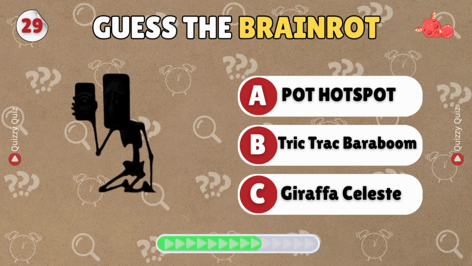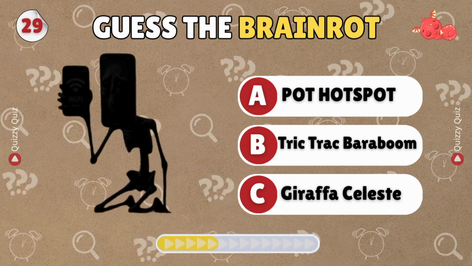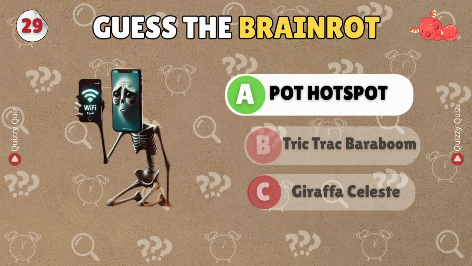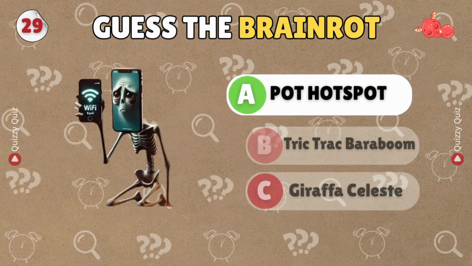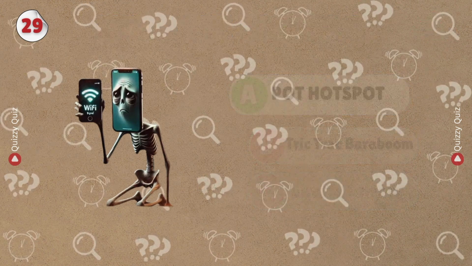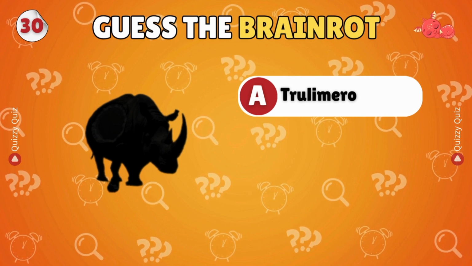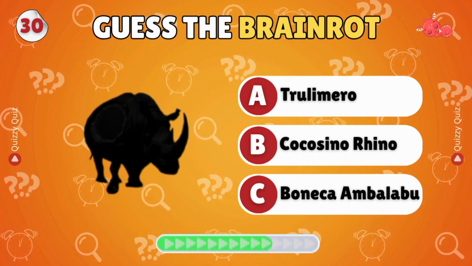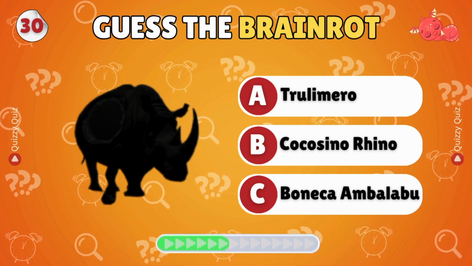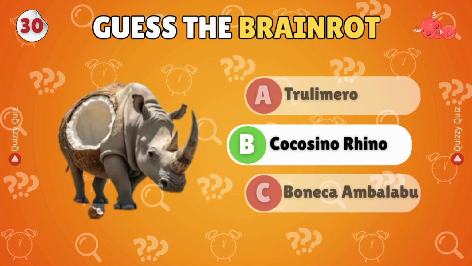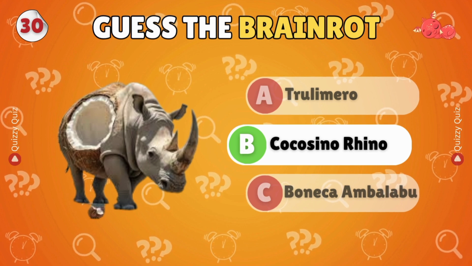It should be an easy one. It's option A. Pot Hotspot. Can you identify this one? It's option B. Cocosino Reino.